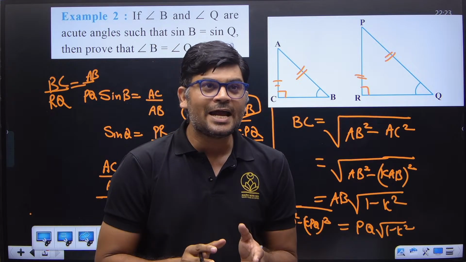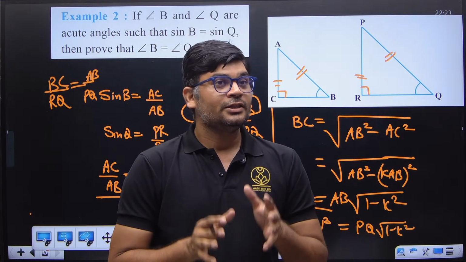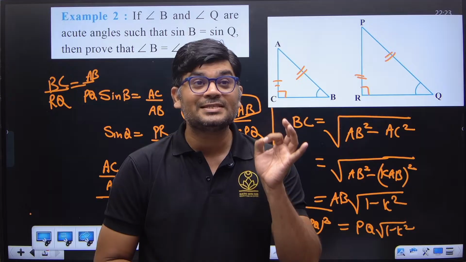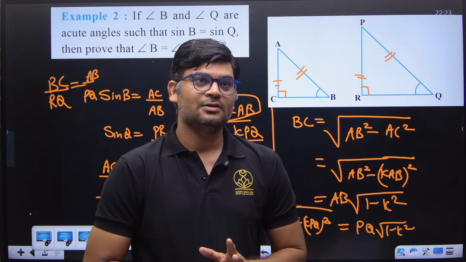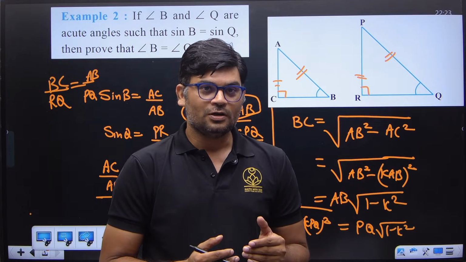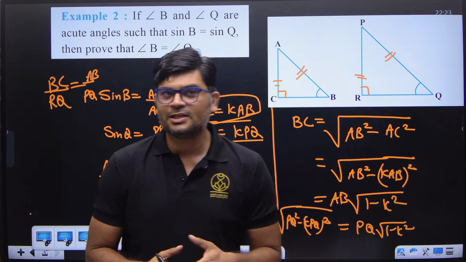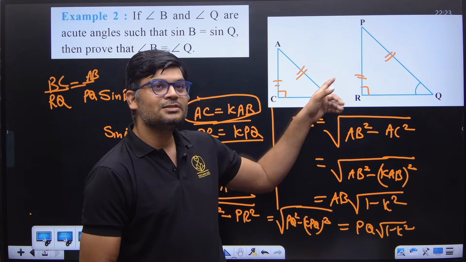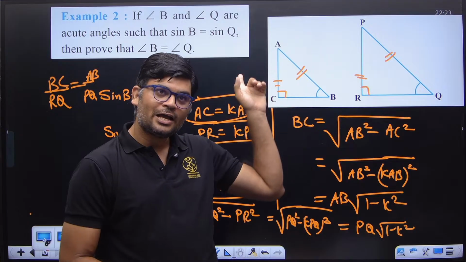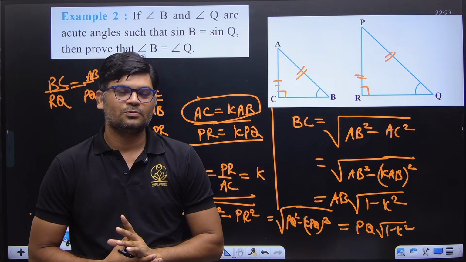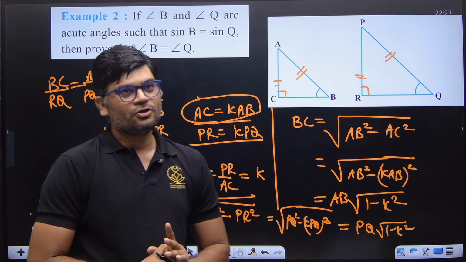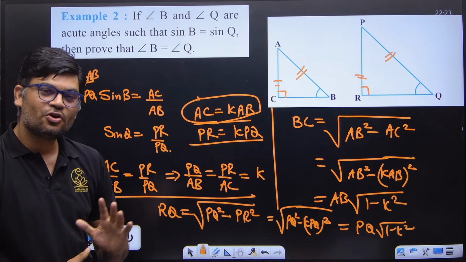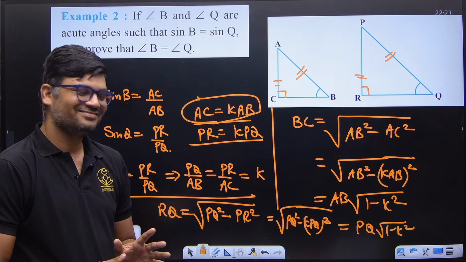And if the three sides are proportional to each other, the triangles are said to be similar triangles. There is a rule: if the three sides are proportional, we say the triangles are similar. And if the triangles are similar, the angles are equal. So angle B is equal to angle Q. Understood?